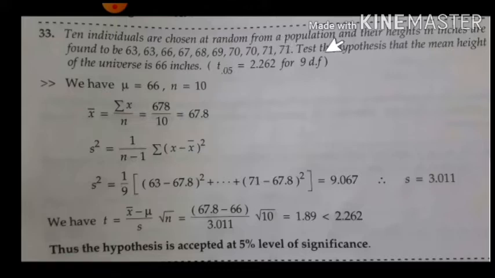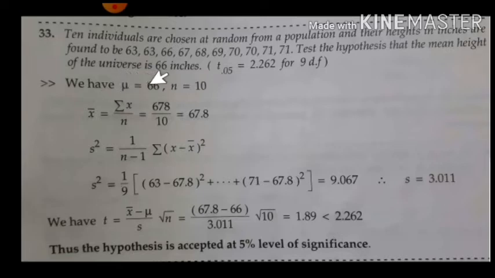They have already asked us to test the hypothesis, so that is what I have to take as the hypothesis. The mean height of the universe is 66 inches. Universe means what? Population. So the mean height of the population, they asked us to test using the sample. What we have taken in the hypothesis, that statement itself is a mu value. Mean height of the universe, that is, the population, mu.